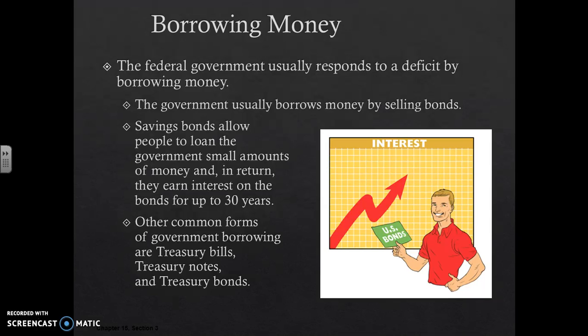So the federal government usually responds to a deficit by borrowing money so it can pay its bills. And the government usually borrows money by selling bonds. Savings bonds allow people to loan the government small amounts of money, and in return, they earn interest. The bonds go up to 30 years, and they can cash them back in and make some money off them. Other common forms of government borrowing are treasury bills, treasury notes, and treasury bonds, which we've already talked about in the past.